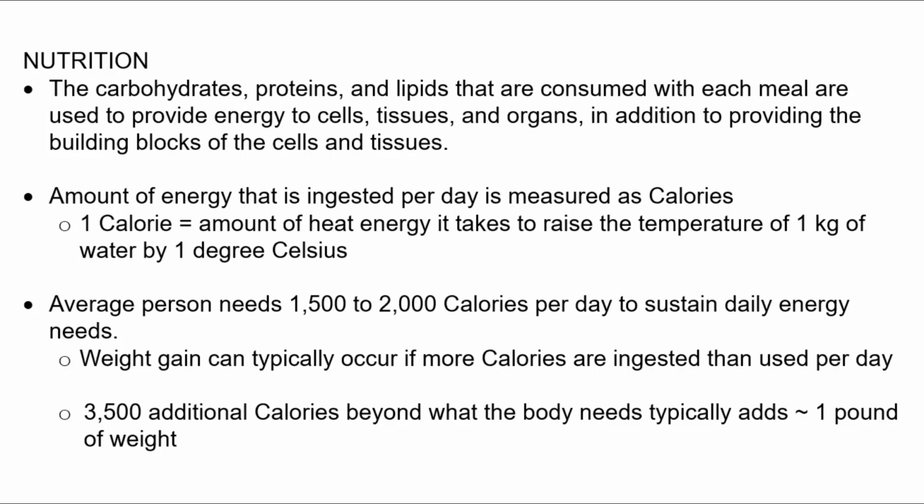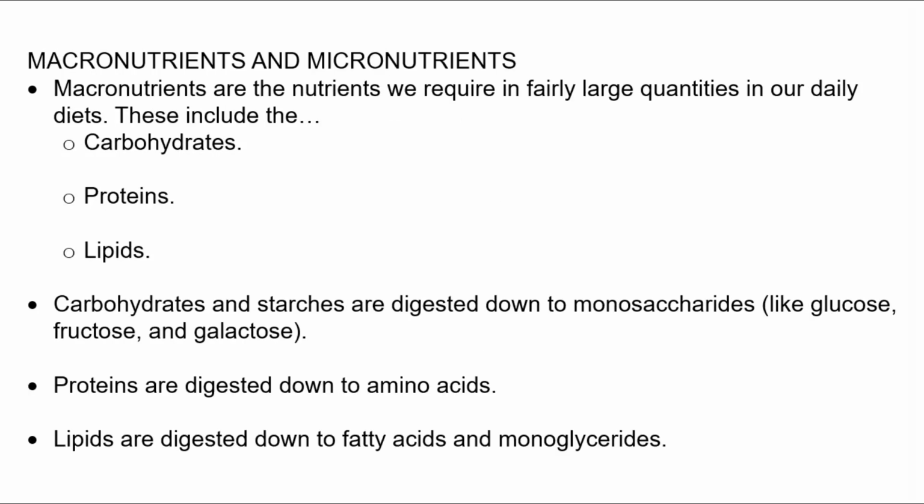If one consumes more calories than they need in a given day, the metabolized energy is typically used to construct adipose tissue. On average, 3,500 calories beyond what is needed for daily energy needs will result in the gain of 1 pound of body weight. Next, we will examine the different types of nutrients and their functions within the body.